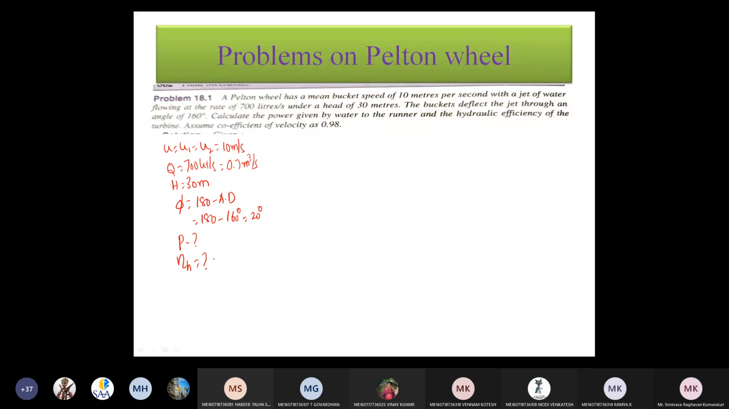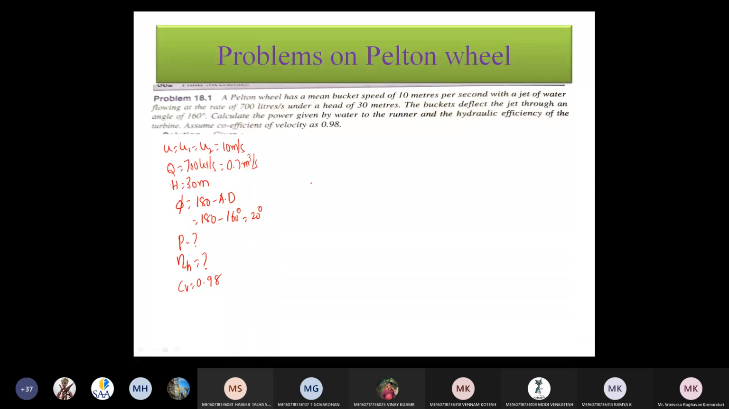Hydraulic efficiency we have. The last one they have given is the coefficient of velocity, CV is equal to 0.98. So we have to calculate power. Power is nothing but, if you calculate the work done and divide it by 1000, then it becomes the power. So how to find out the work done? What is the formula for work done?